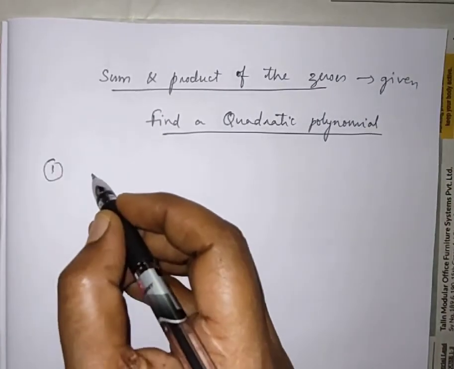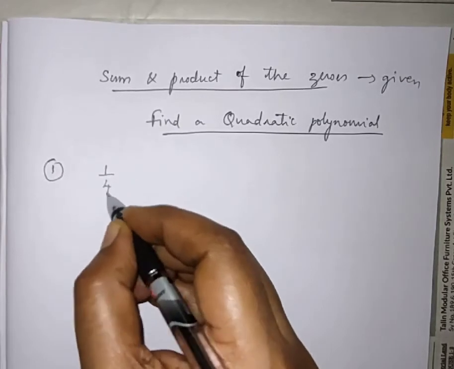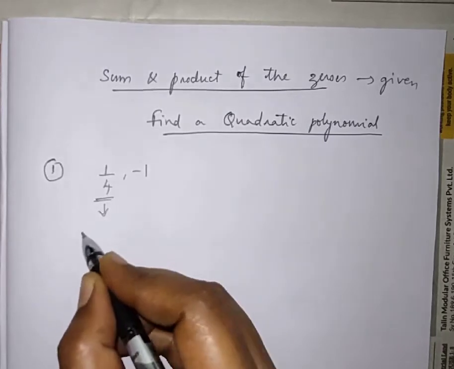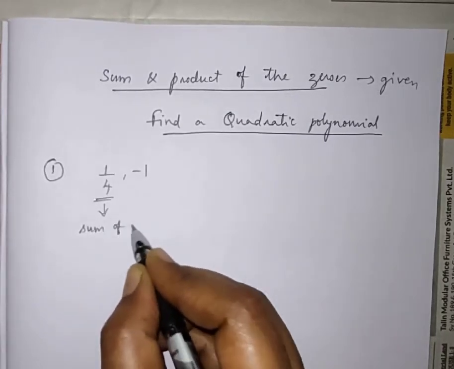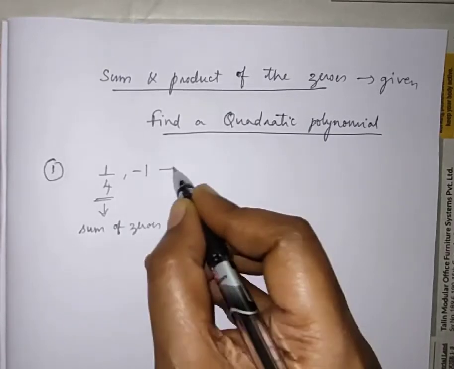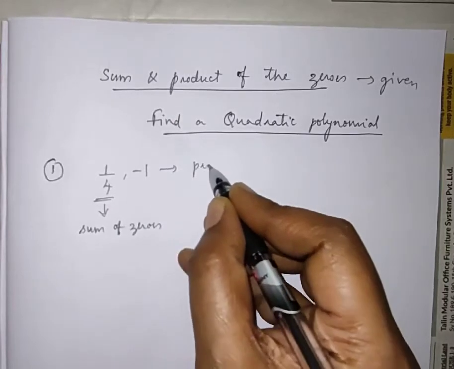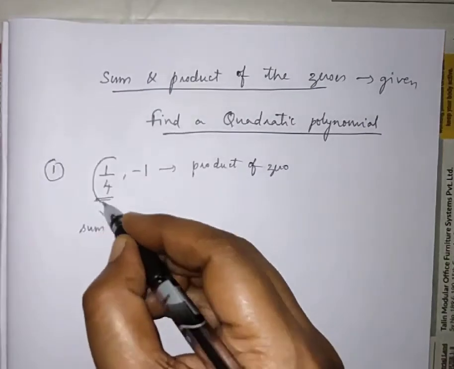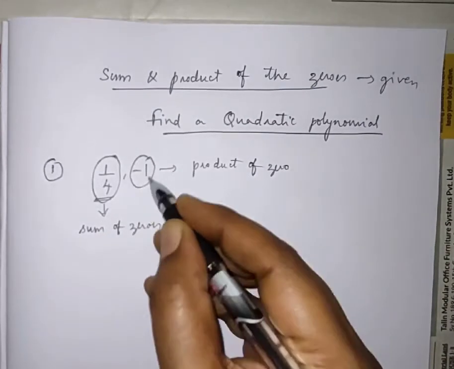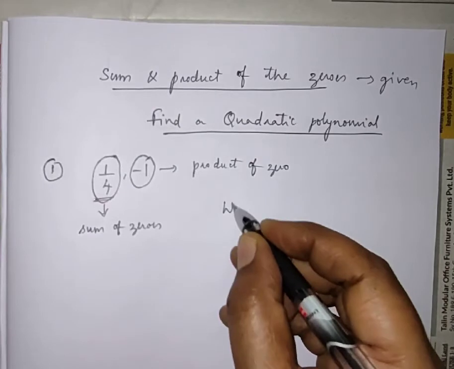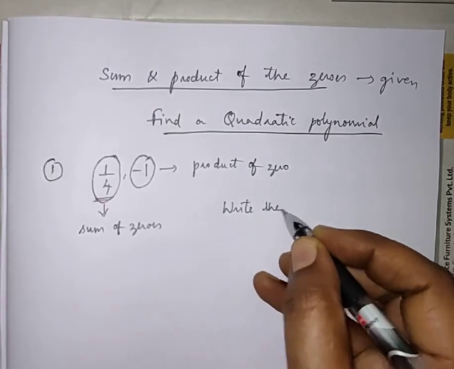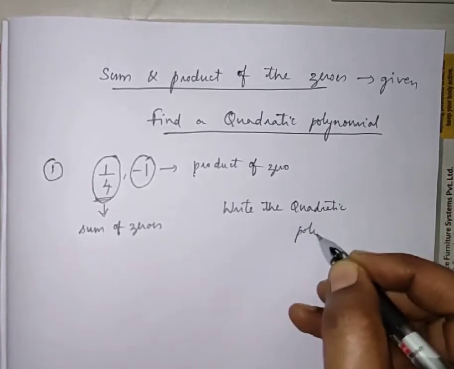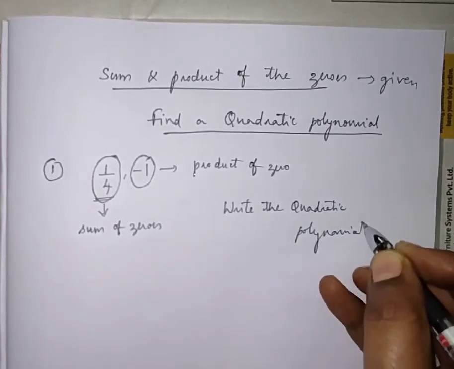The first question I have taken is 1 by 4, minus 1. So 1 by 4 indicates the sum of zeros and minus 1 is given as the product of zeros. So when the sum of zeros is 1 by 4 and the product is minus 1, write the quadratic polynomial. That's the question. Let's see what has to be done.